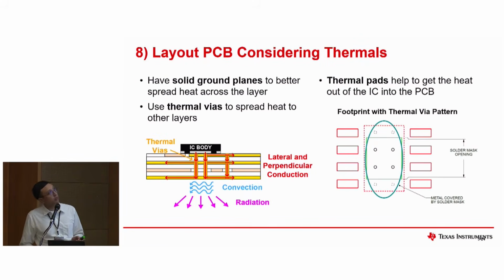So in terms of layout considerations, you should definitely have a very strong, solid ground plane for better heat dissipation. You should use thermal vias to spread the heat properly across the heat pad. And as you highlighted, thermal pads are a very big consideration here. In our data sheets, we provide these thermal footprints on how we recommend adding the vias for the heat pad to properly dissipate the heat.